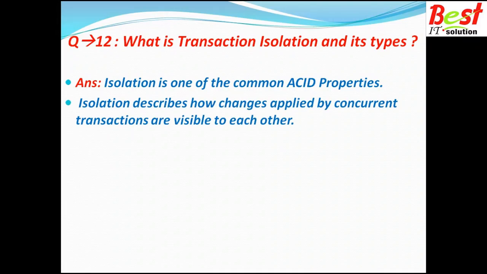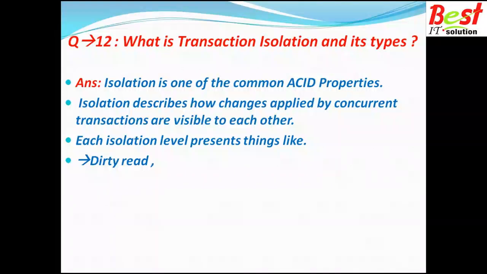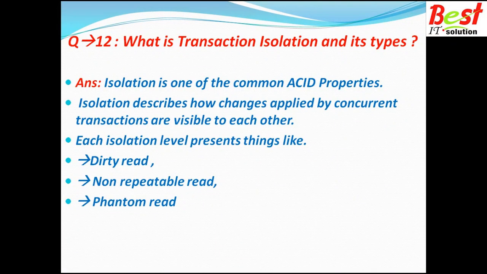Isolation describes how changes applied by concurrent transactions are visible to each other. There are different levels of isolation, and each isolation level prevents things like dirty read, non-repeatable read, and phantom read.